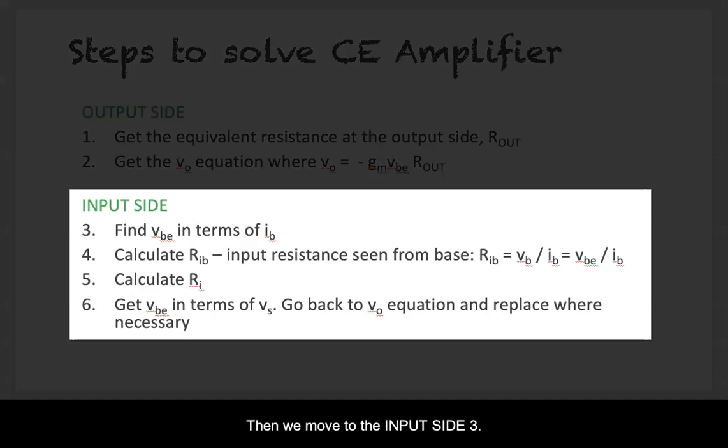Then, we move to the input side. Thirdly, we need to find VBE in terms of IB, and this is followed by calculating RIB, which is the input resistance seen from the base. RIB is equal to VB over IB or VBE over IB. Now we calculate Rin and we get the VBE in terms of Vs. And finally, we go back to the Vout equation and replace where necessary.